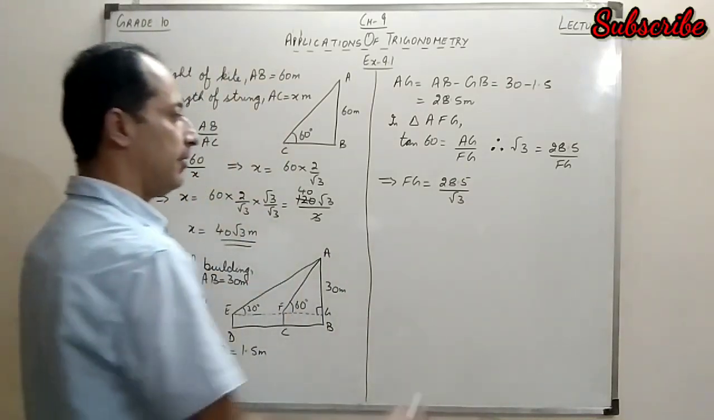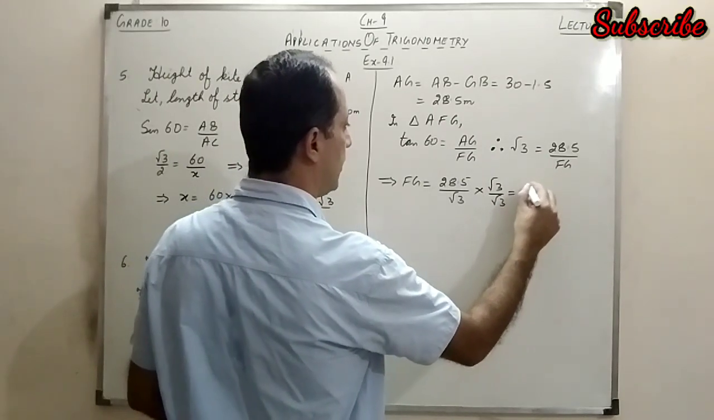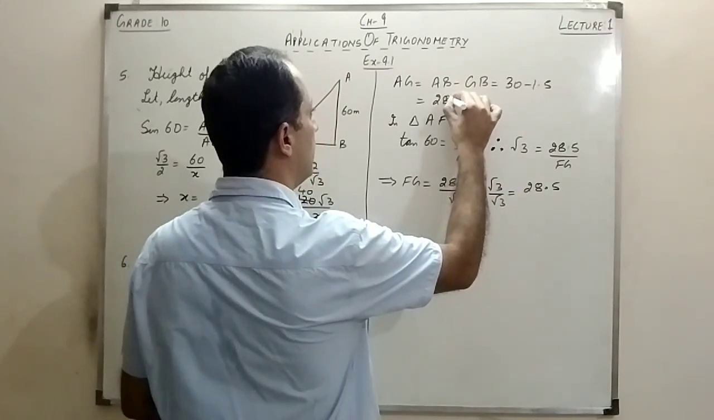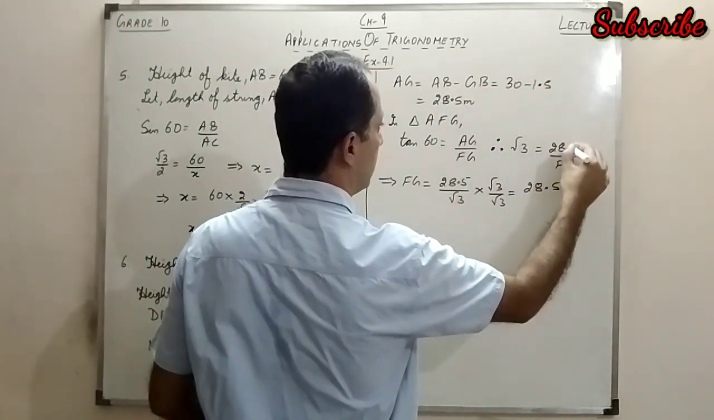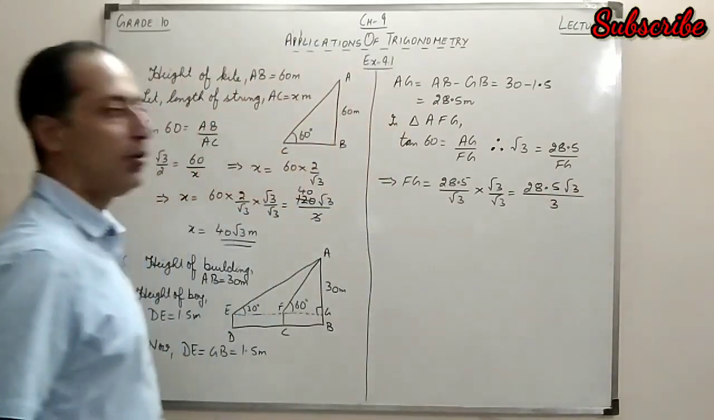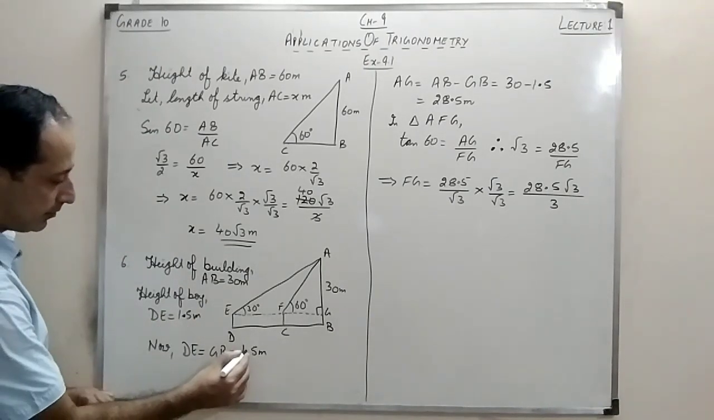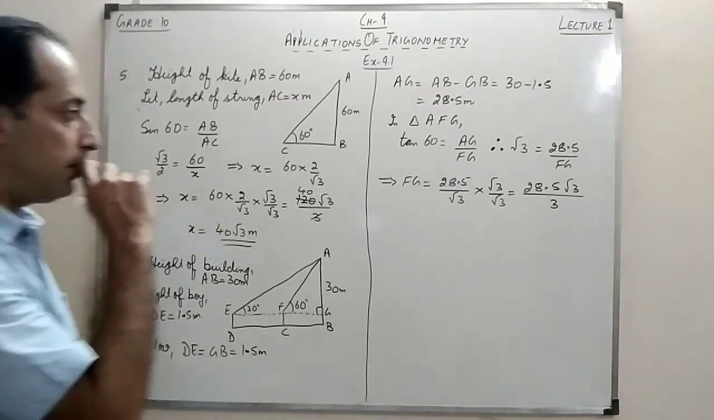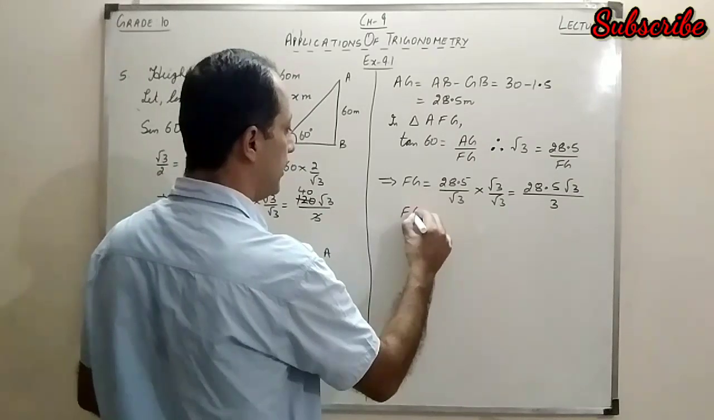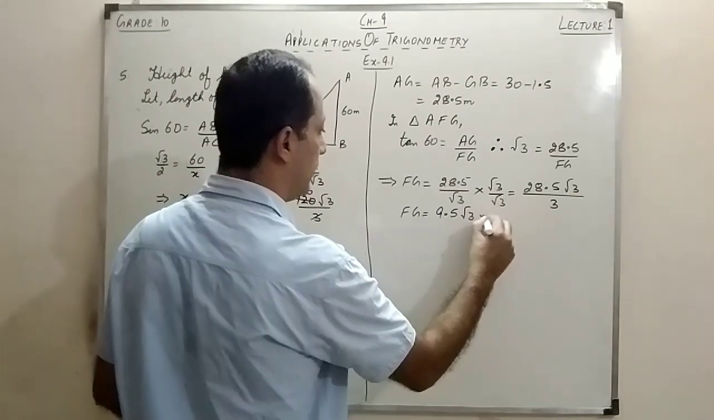So we rationalize this by multiplying by root 3. I get 28.5 root 3 upon 3. Sometimes the decimal is not visible in the video, so I'll just make it bigger. Now this 28.5 gets cancelled with 3, and we get FG equals 9.5 root 3 meters.